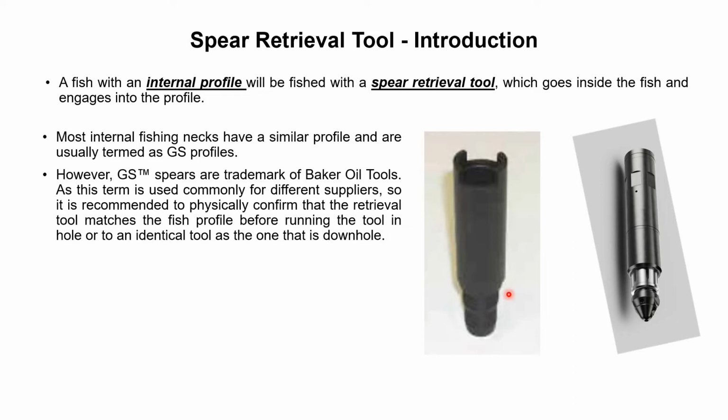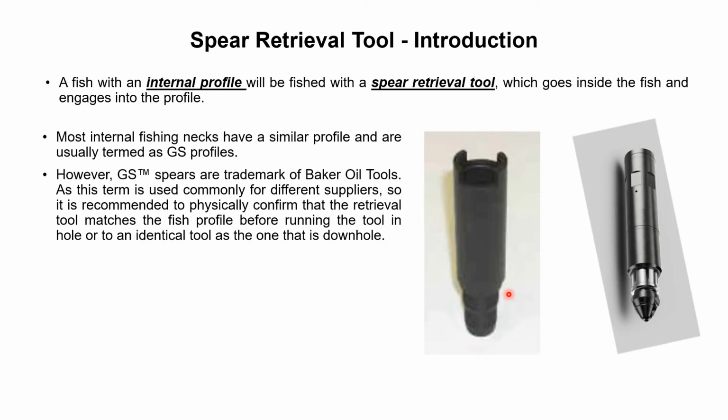But in the industry, the term GS is commonly used, ignoring which particular supplier the tool belongs to. So when we say that the fish neck is a GS fish neck, it is quite possible that the tool belongs to Baker, to Schlumberger, or some other supplier. So now this GS term is commonly used for any type of internal fish neck. So it is recommended that when we are planning a fishing operation, or when we are about to run the coil tubing inside the downhole to perform a fishing operation, we make sure which particular GS profile we are talking about.